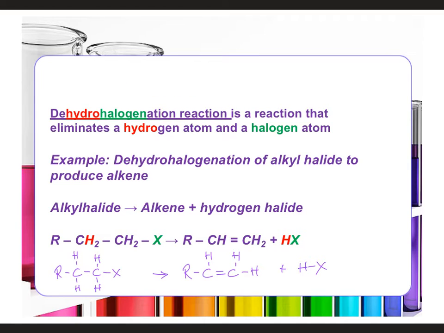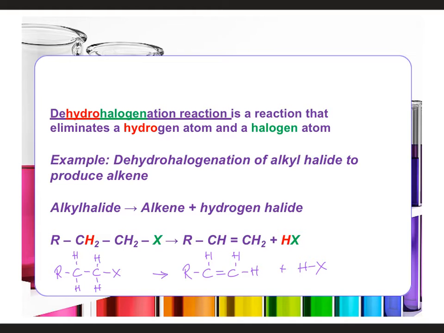Dehydrohalogenation is a reaction that eliminates or takes away a hydrogen atom from one carbon and a halogen atom from the adjacent one. This example is an alkyl halide, also known as a halocarbon, to produce an alkene.